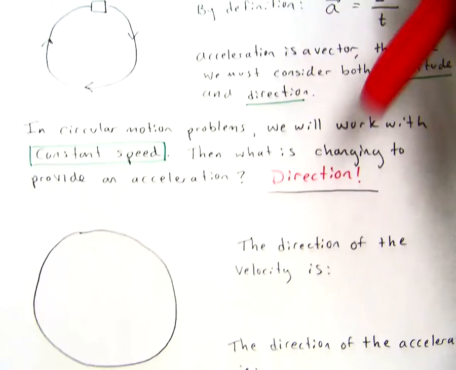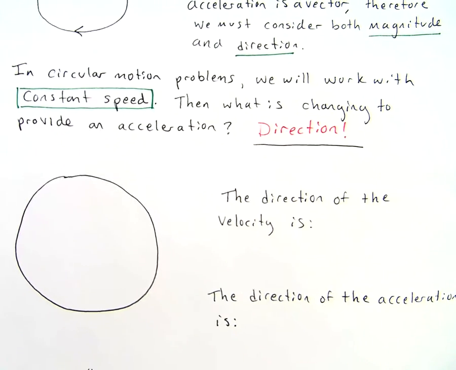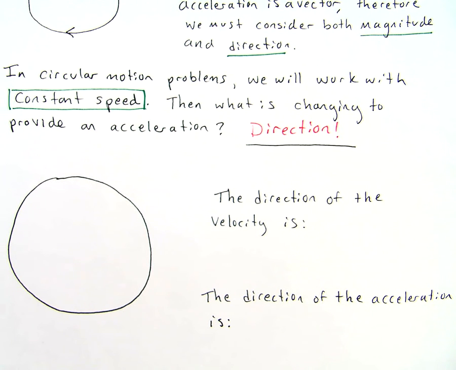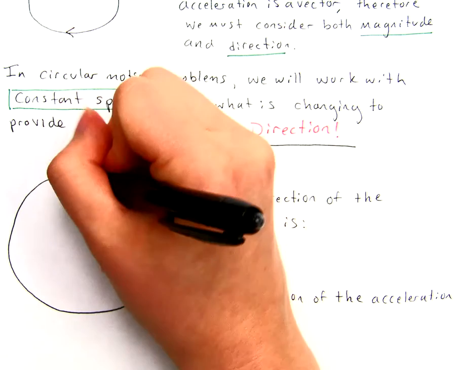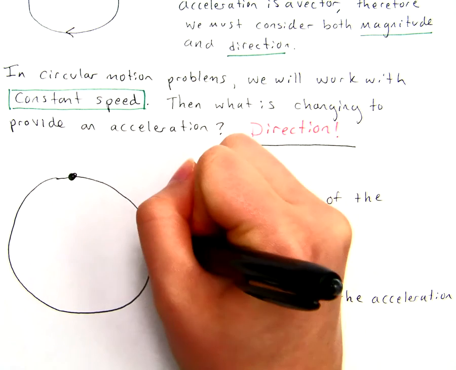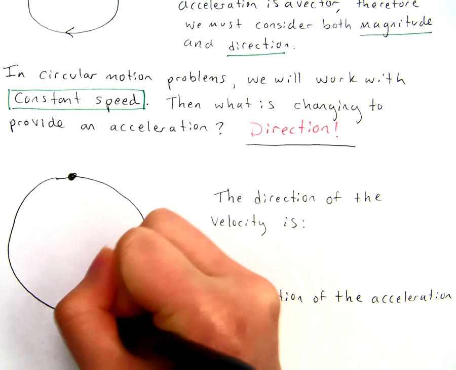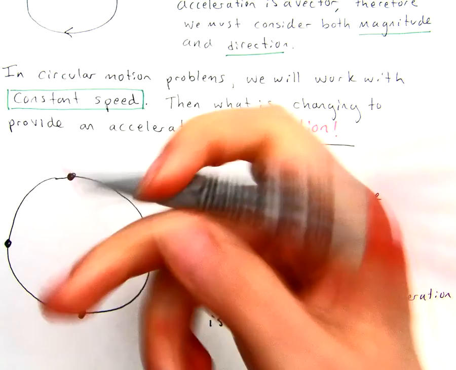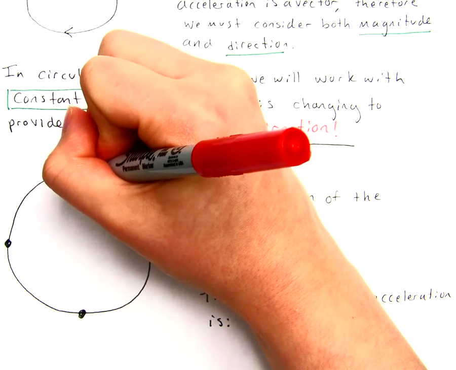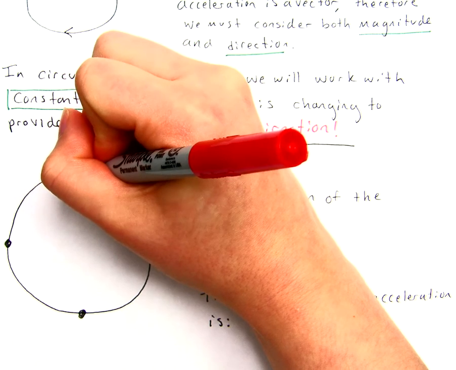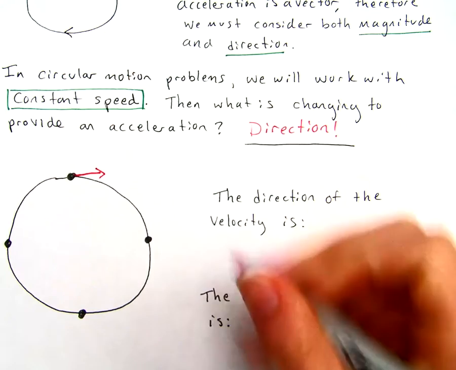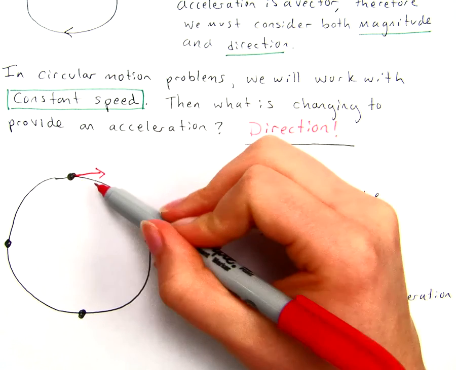So let's look at a typical circular motion problem. If we're going to take a circle and have an object move around it, pretty much any point along the path we can look at, but I'm going to look at these four positions. We're going to start at the top. At the very top, our object has a directional velocity like this. It's tangent to the circle.